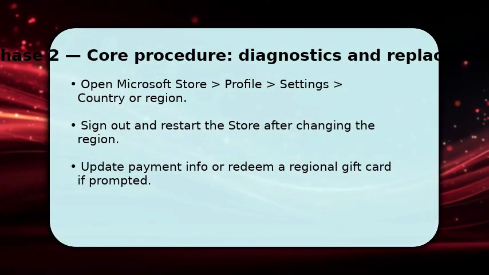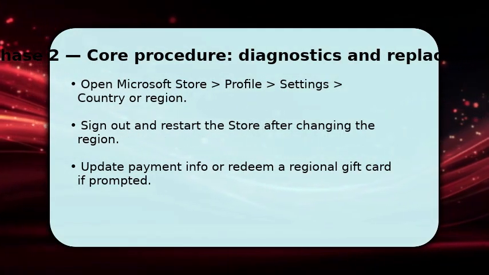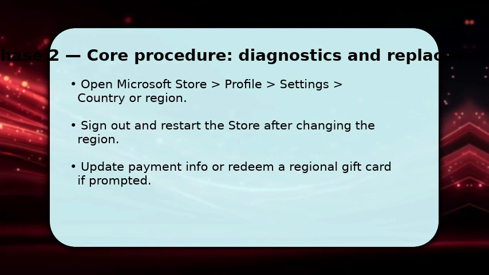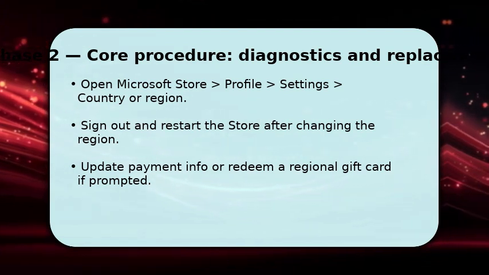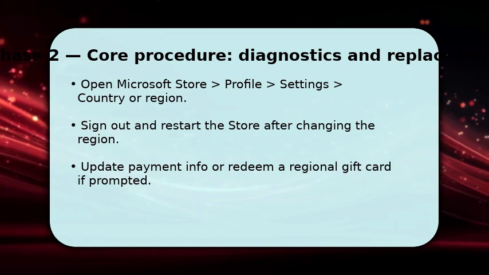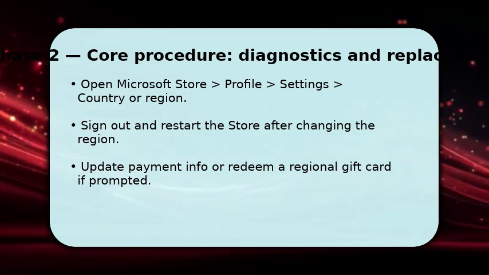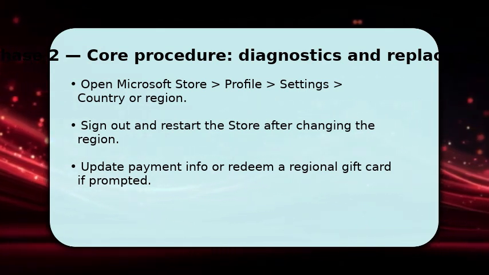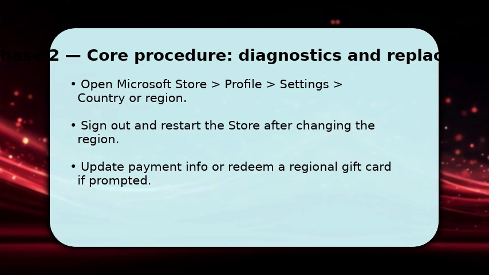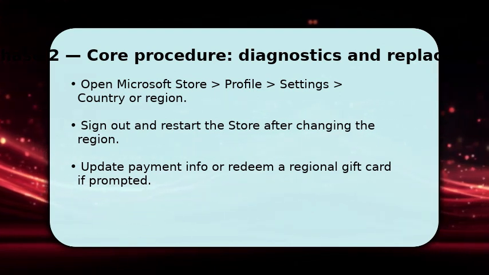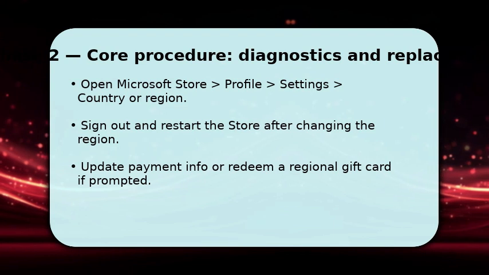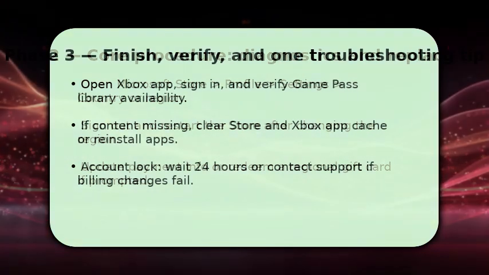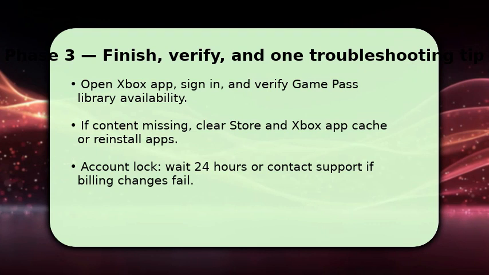Now you perform the region switch inside the Microsoft Store. Go to your profile, choose Settings, then Country or Region, pick the new country and confirm. Sign out of the store and close it completely, then restart to force content refresh. After restart, update your payment information to match the new country or redeem a regional gift card if you do not have local billing. You do this because the store and Game Pass availability are tied to the store region, not just Windows settings. Finish by opening the Xbox app and signing in.